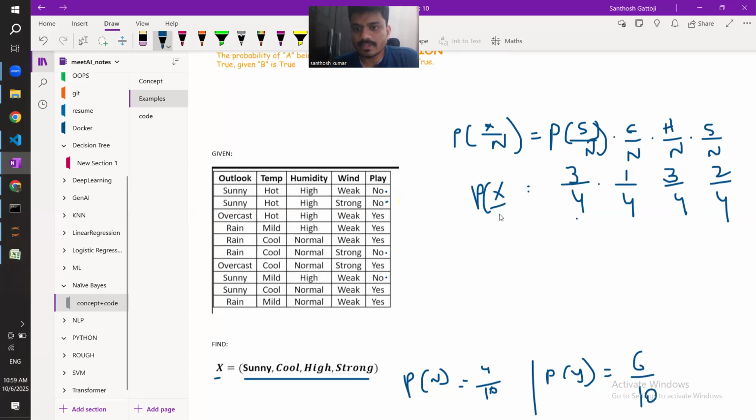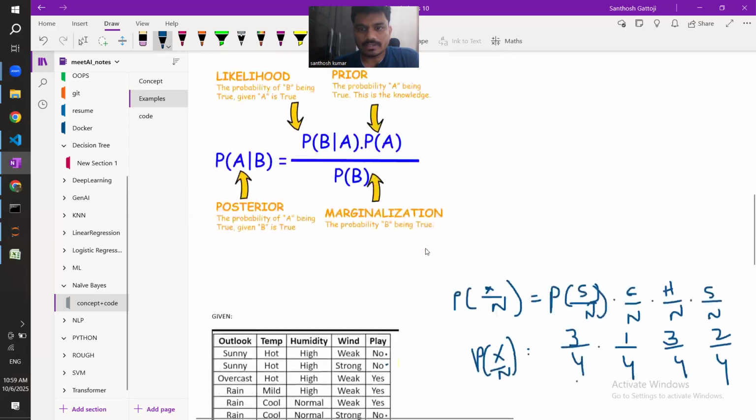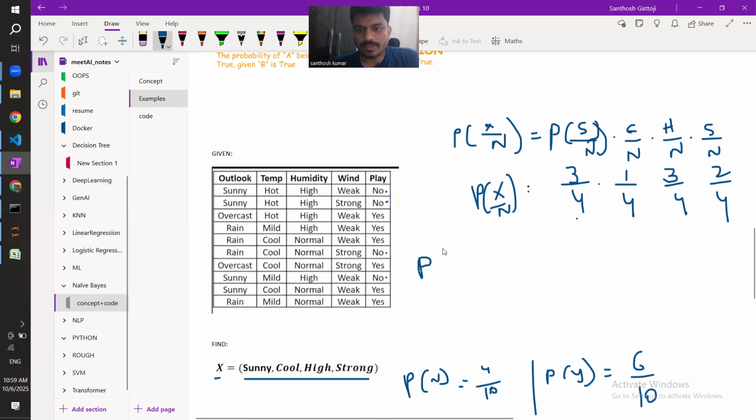So when you calculate this, what you get is P of x by n. This is what we want, right? Because the formula goes like this. What was the formula? We need to calculate, given x, what is the probability of no. We know the probability of n, and we're not considering probability of x, but we want probability of x by n.